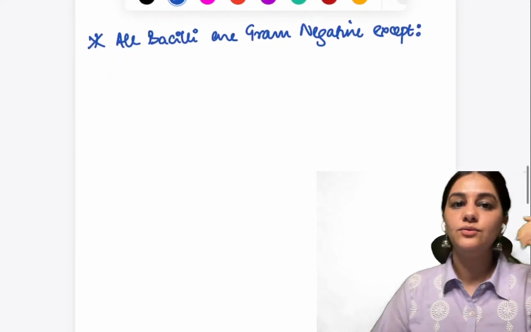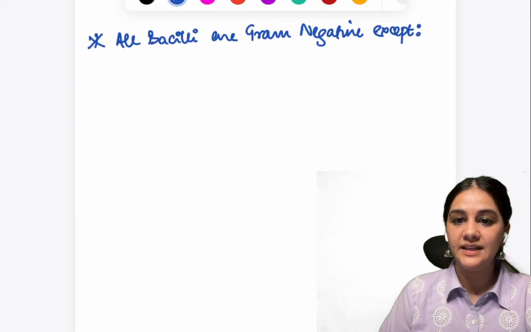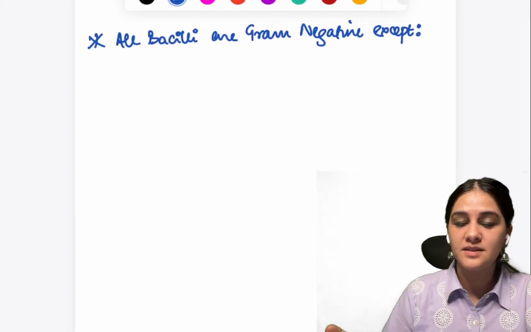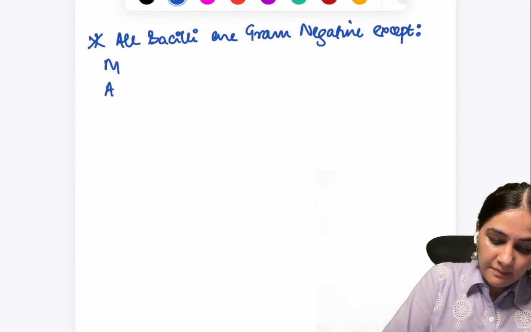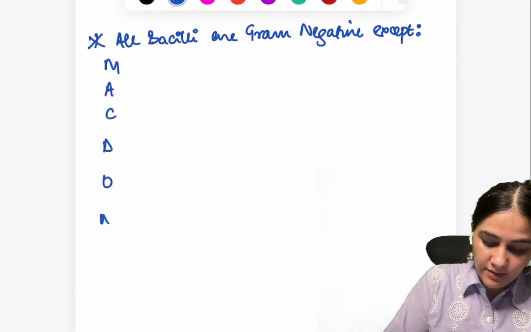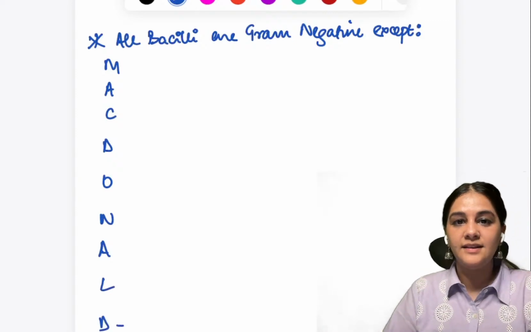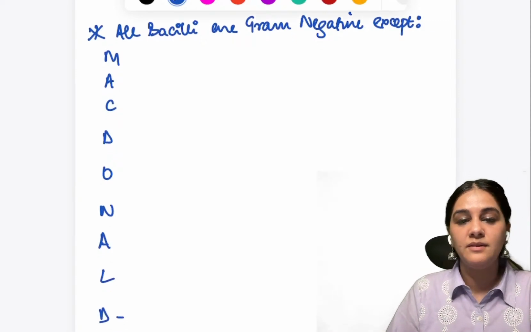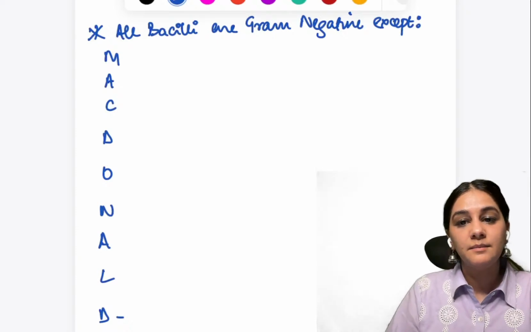Okay, so back to this. So just remember it like this, that all bacilli are gram negative, except, it's a very, very famous mnemonic that is there. And what is that? It is McDonald. I think a lot of people use this mnemonic to remember it. So just remember all bacilli are gram negative, except McDonald.